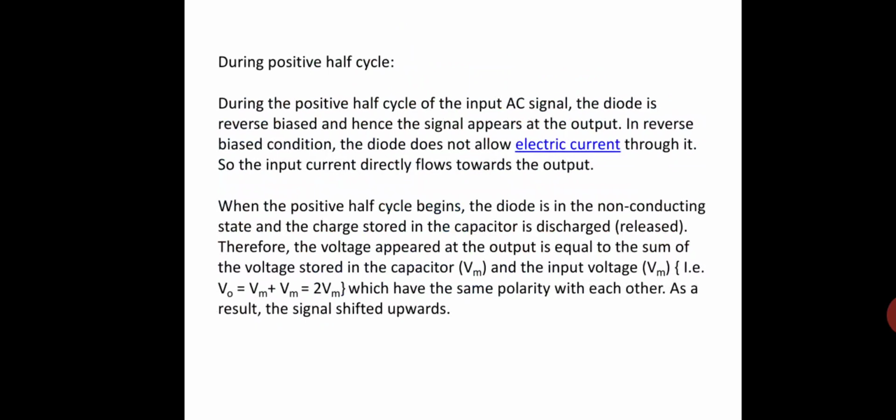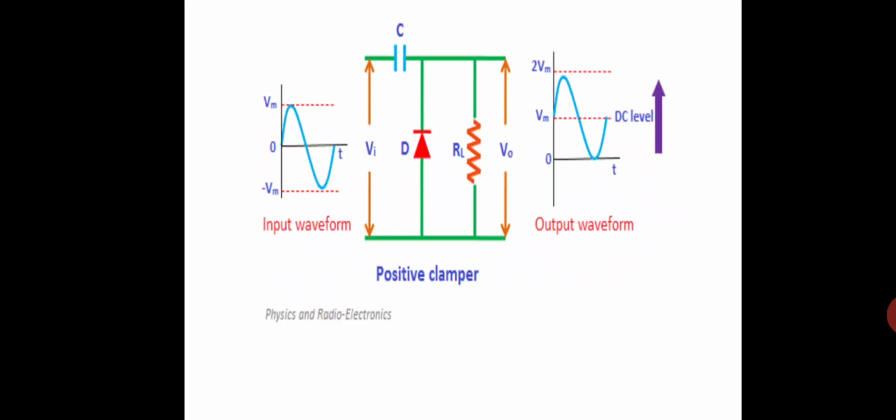When the positive half cycle begins, the diode is in the non-conducting state and the charge stored in the capacitor is discharged. Therefore, the voltage appearing at the output is equal to the sum of the capacitor voltage Vm and the input value Vm. Output is Vm plus Vm, twice Vm. A clamper circuit stores the DC level when the negative peak of the input is raised. So, what is the difference between a clipper and a clamper circuit?